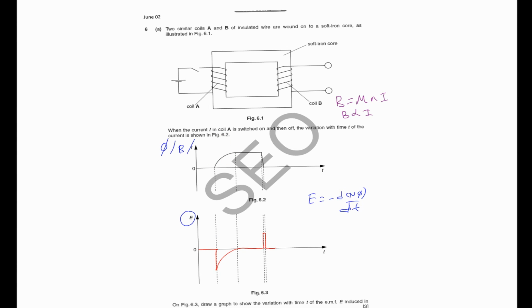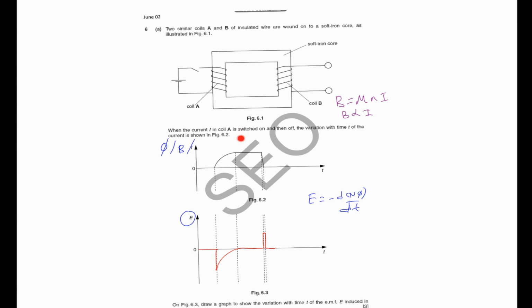The second part, the gradient here is less and less positive. So we put a negative in front, so it becomes less and less negative. But don't forget, it is the value of E which is less and less negative. So you start off from a very negative value of E and it becomes less negative. You can actually make a straight line as well, it doesn't matter, or curve it in the other direction, because either way your value will be less and less negative, so it's fine.